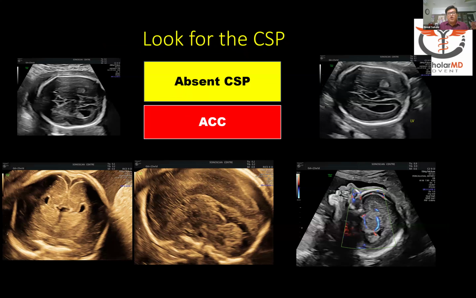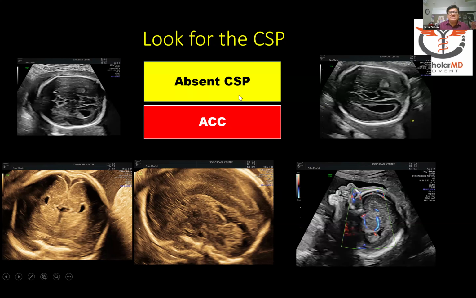Having done that, what you have done is you started with the lateral ventricle itself, and looking at the lateral ventricle, it has given you so many clues that could lead to an etiology. Then look at the CSP. Very important structure. Look at the midline and the CSP.